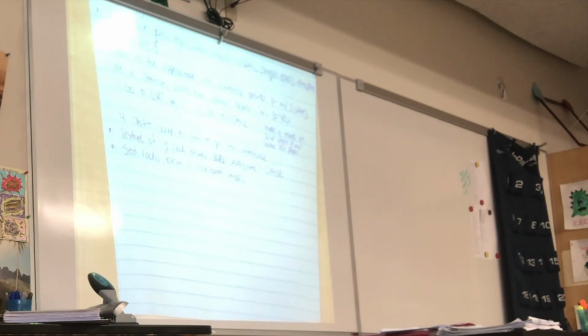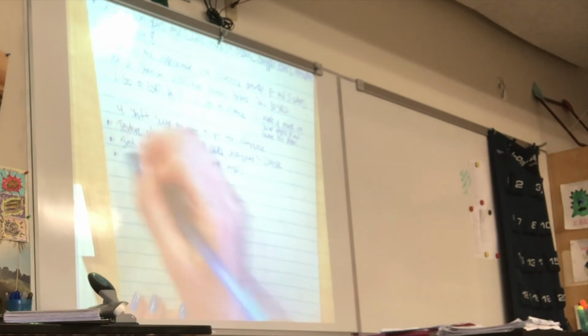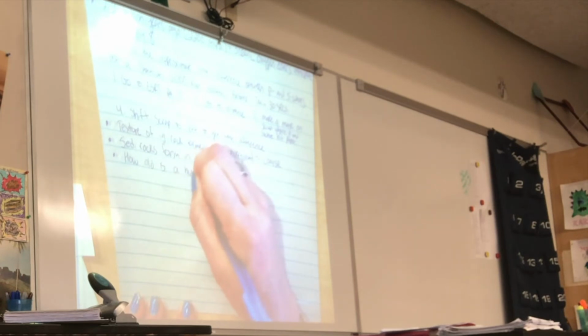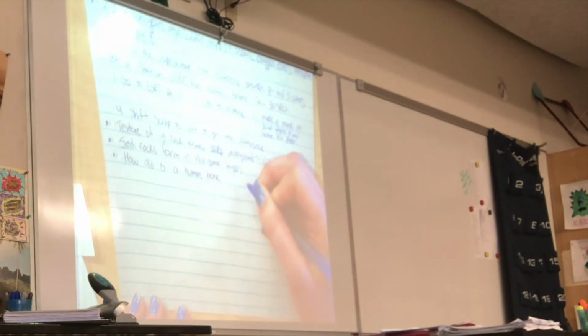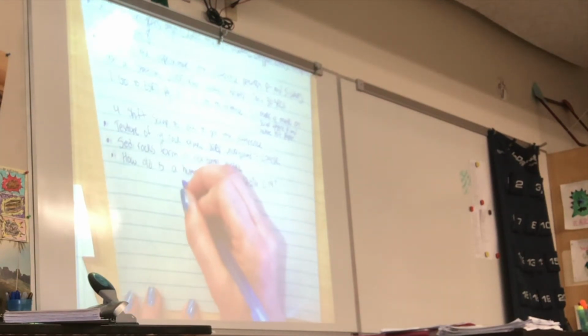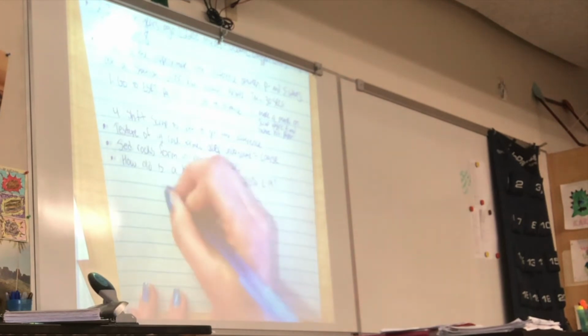Oh, okay. Oh, here's a half-life one. So the question is, how old is a human bone with 12.5% carbon-14? Okay. So I always do a small chart to keep track of that. They just need to know the age.